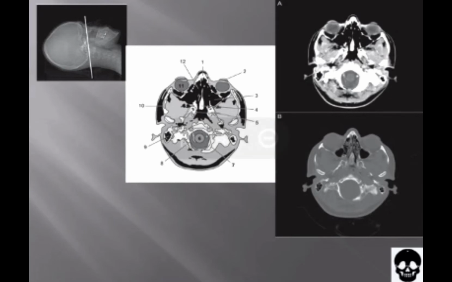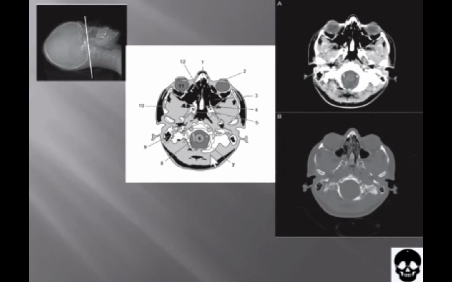Anatomy. Number 1 is the nasal bone. Number 2 is the eye lens. Number 3 is the maxillary sinus. Number 4 is the vomer. Number 5 is the sphenoid bone. Number 6 is the medulla oblongata.